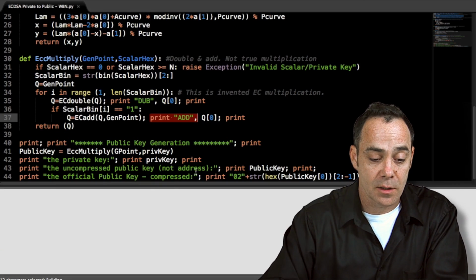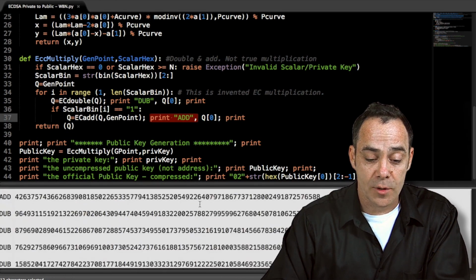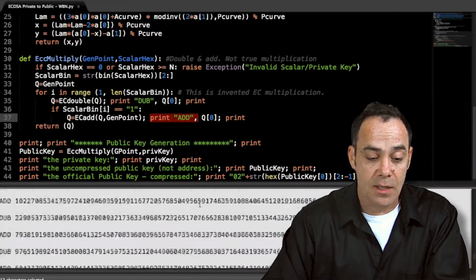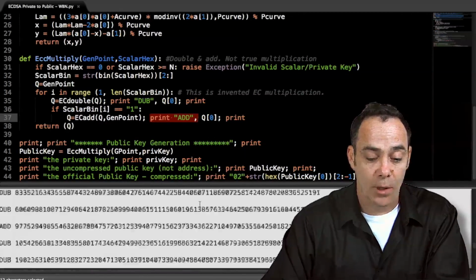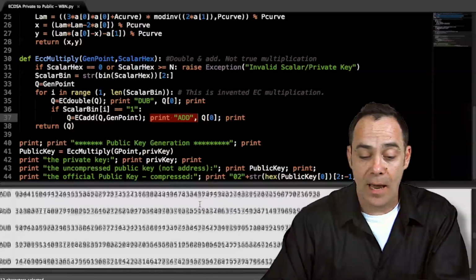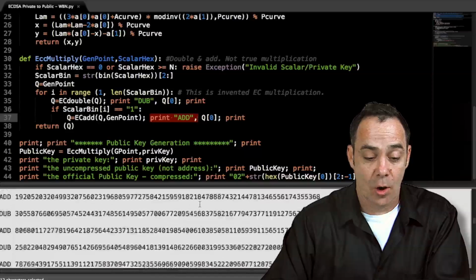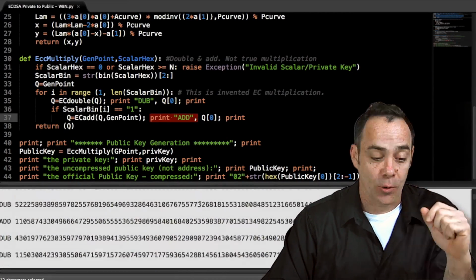So when I run this, we haven't seen what takes place up here. But this is all the doubles and adds. These are all the intermediate steps of this process that takes place just to generate one public key. And so we've got 256 doubles, and then we have about half as many adds. These are all the intermediate steps. This is how much math's going on. This is why your Bitcoins are protected.